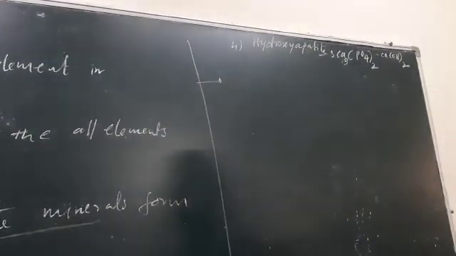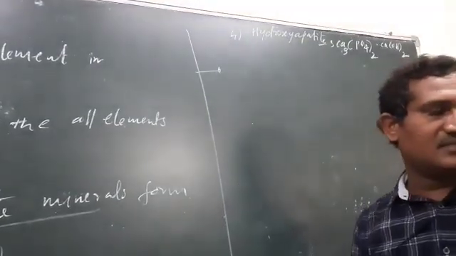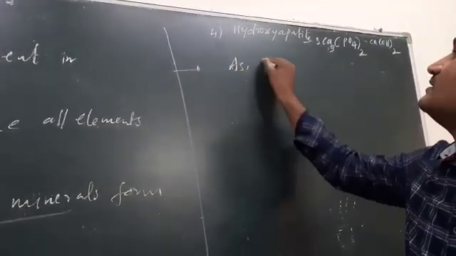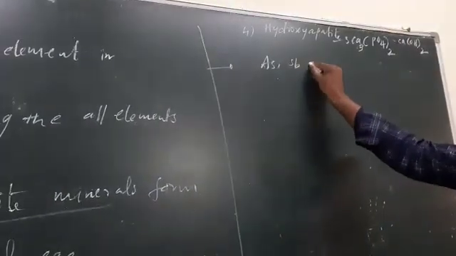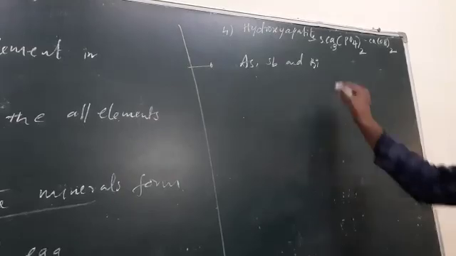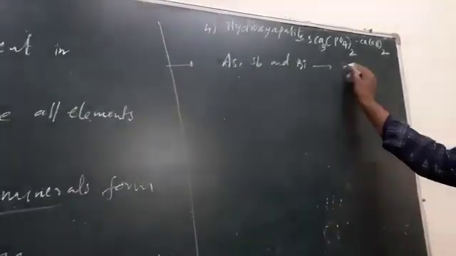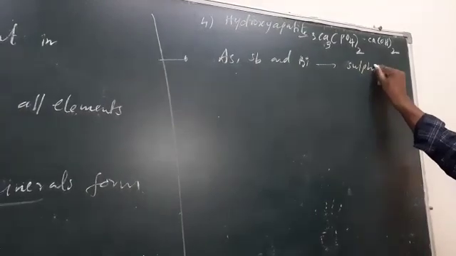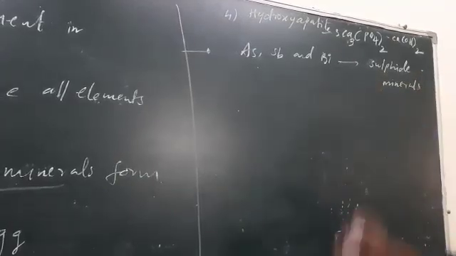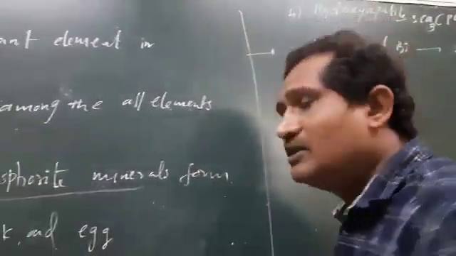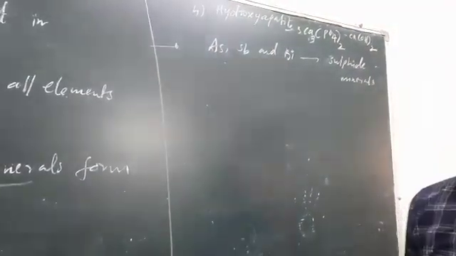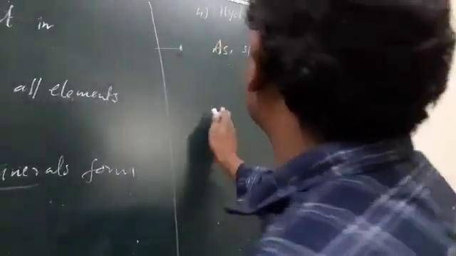Next, the remaining elements other than phosphorus, arsenic, antimony and bismuth, exist as sulfide minerals. Their abundance is very small compared to nitrogen and phosphorus, and they exist in the form of sulfide ores or sulfide minerals.